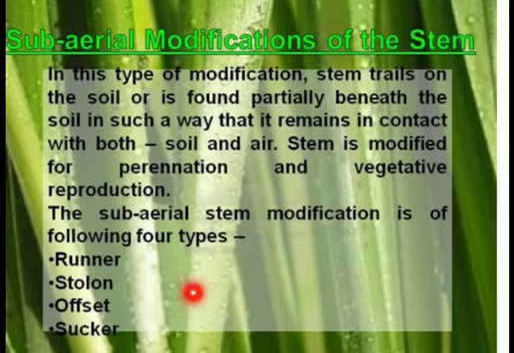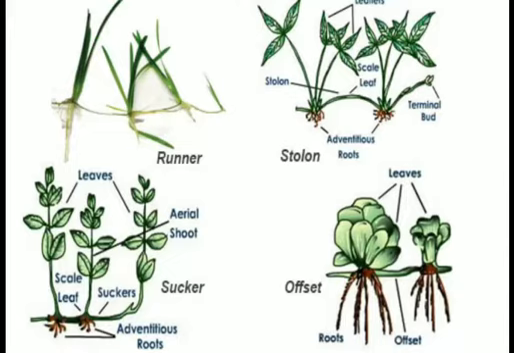These are runner, stolon, offset, and sucker. Let's see it like this. This is the runner. You can see this is the internode, and from the node, the example is in case of grass, Cynodon dactylon, our garden grass. The roots are seen coming from the portion of the nodes, and these are the internodes.